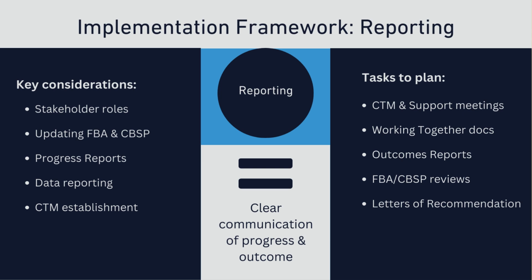We need to make sure that we're planning in the FBA and the CBS peer reviews, as I said before, not just in a big chunk at the end, but along the process so that we know that we're collecting meaningful data. And then we also have to plan for things like letters of recommendation and other communication that may come about as part of the work that we're doing with the person. So our aim is on clear communication of our progress and outcome, and we have to plan for that to ensure that we have adequate funding to do so.